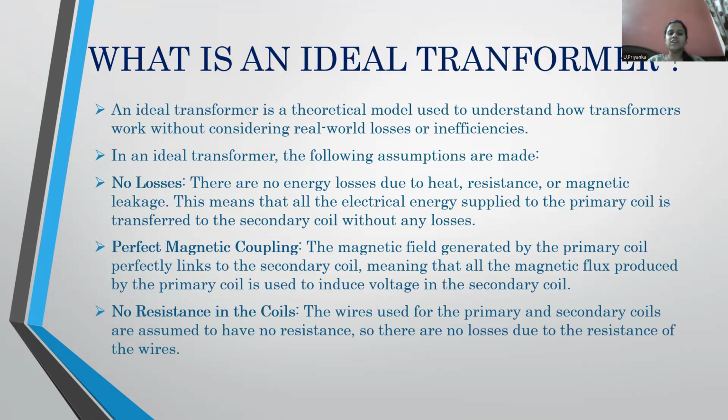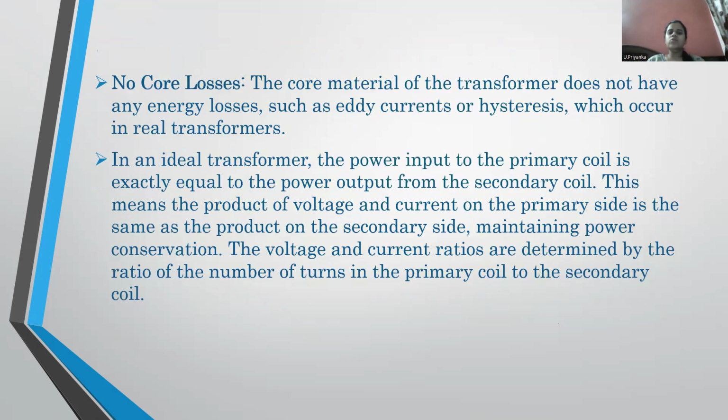And there is perfect magnetic coupling. The magnetic field generated by the primary coil perfectly links to the secondary coil, meaning that all the magnetic flux produced by the primary coil is used to induce voltage in the secondary coil. No resistance in the coil. The wires used for the primary and the secondary are assumed to have no resistance, so there are no losses due to the resistance of the winding. And then, no core losses.